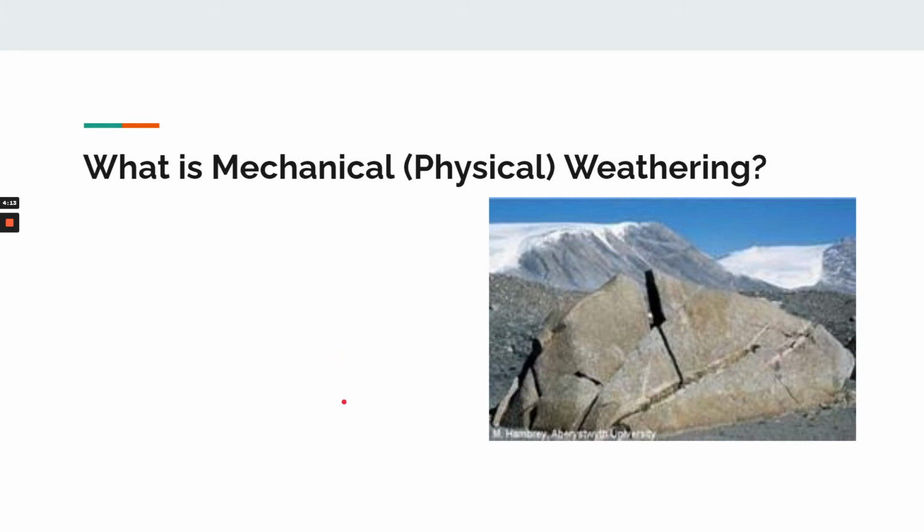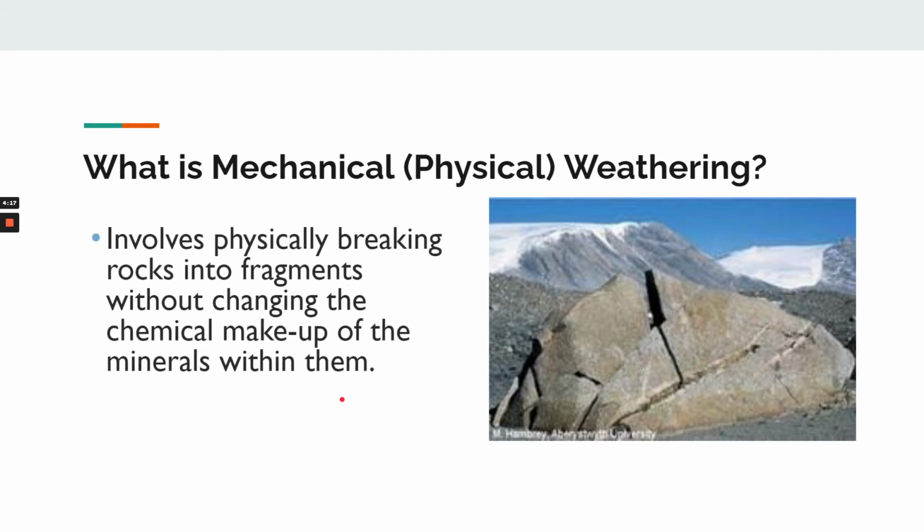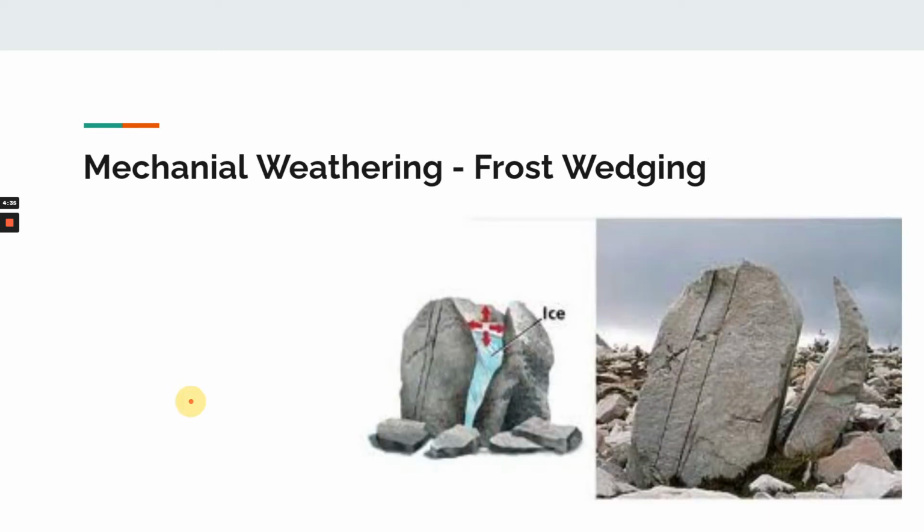Then we have mechanical or physical weathering. So unlike chemical weathering, mechanical or physical weathering just is physically breaking the rocks into fragments, but it is not changing the chemical makeup of the minerals. So this is a physical change, not a chemical change. And all you're doing is taking the rock and breaking it up.